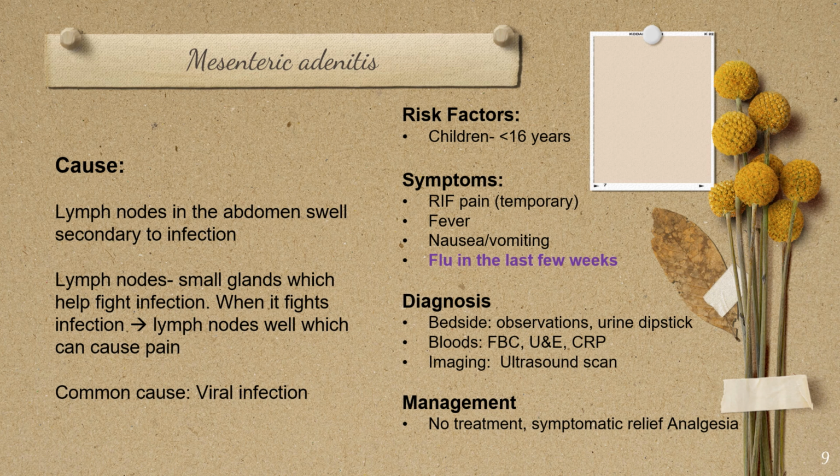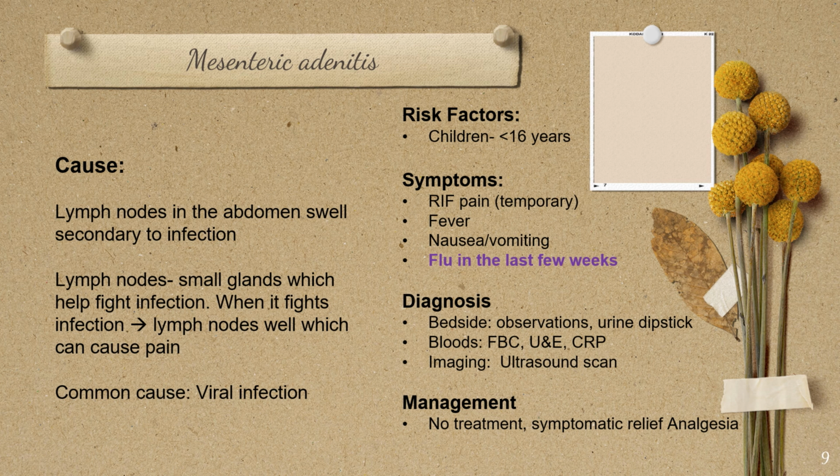So the common cause of mesenteric adenitis is from a viral infection. So risk factors, these are very common in children, particularly under the age of 16. And if we have a look at the symptoms, they also cause right iliac fossa pain, fever, and nausea and vomiting. So you can see why it's very similar to appendicitis. However, there's one symptom which can be used to differentiate between mesenteric adenitis and appendicitis. And that's if the patient has had a flu in the last few days to weeks. So if the patient reports being unwell, so having a cough, a cold, a few weeks before their abdominal pain starts, it's most likely mesenteric adenitis.